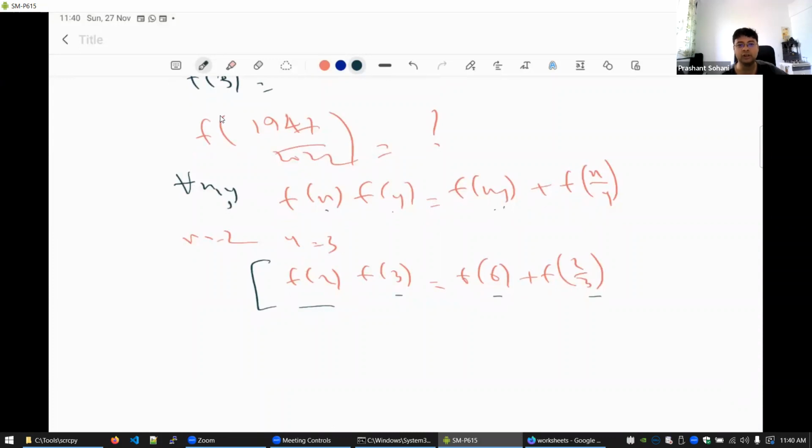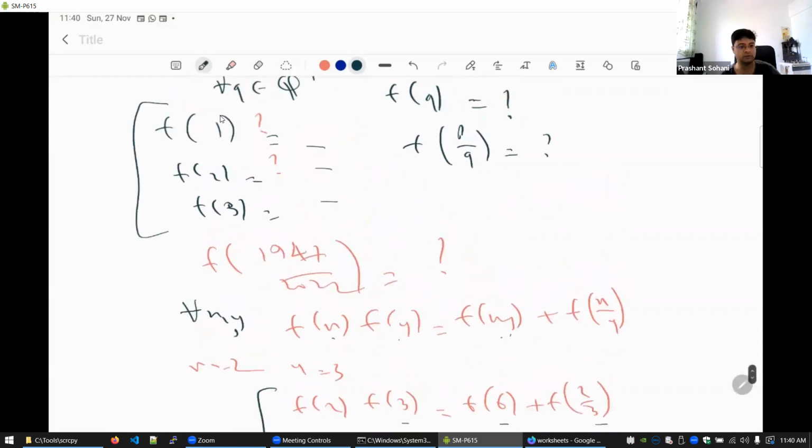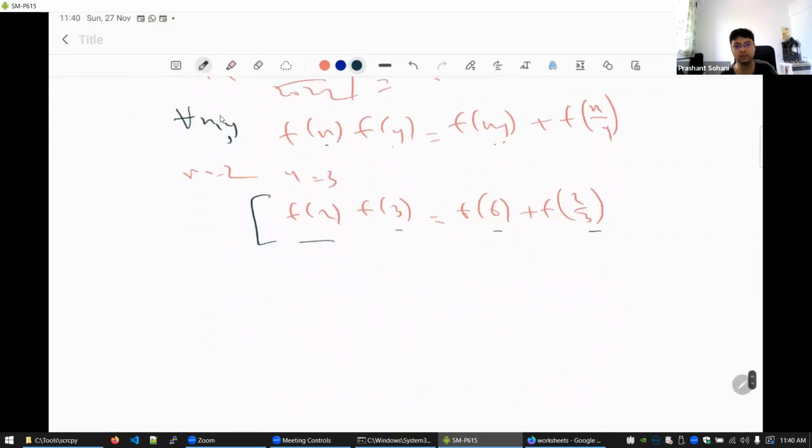But the challenge is you have to find infinitely many values also, because the domain is infinite. You can think of it like simultaneous equations on steroids. You are not doing two equations with two variables, or three equations with three variables. You are doing infinite equations with infinite variables. That is what a functional equation is in a nutshell.